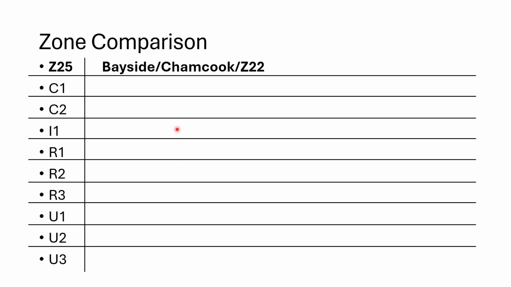So just going to go back, talk about how the zones compare to one another. You've got the Z25 on the left here, all the zones we've just talked about, and the comparable zones from the Bayside Rural Plan, Shamcook Rural Plan, or Z22, the current Town of St. Andrews zoning bylaw.